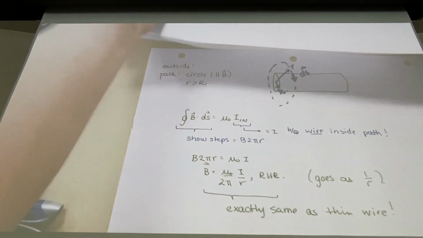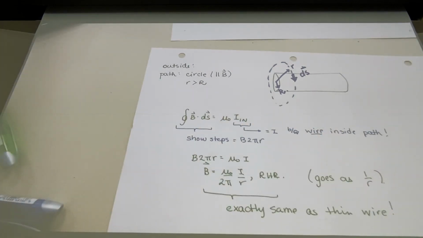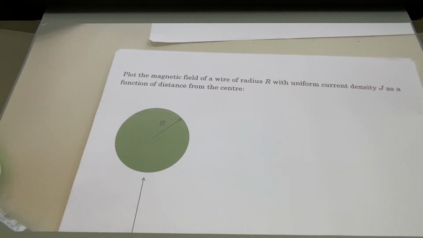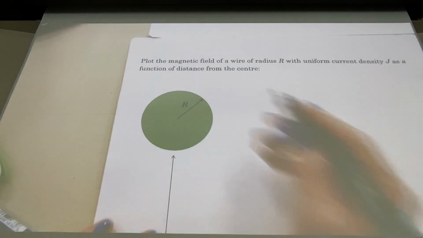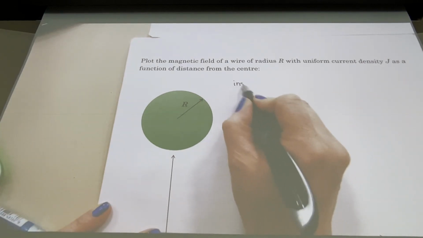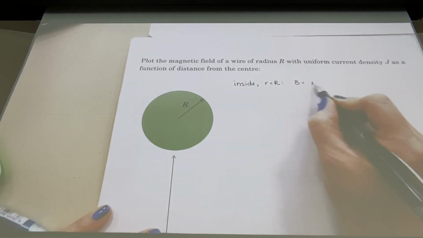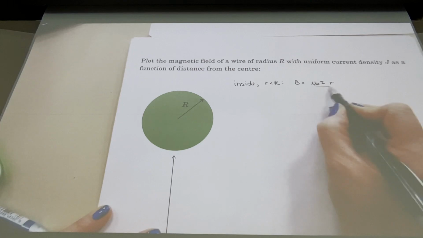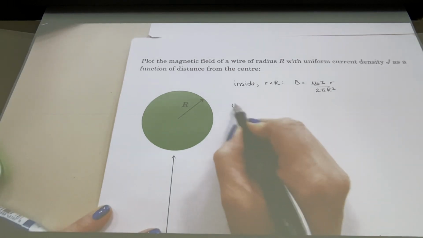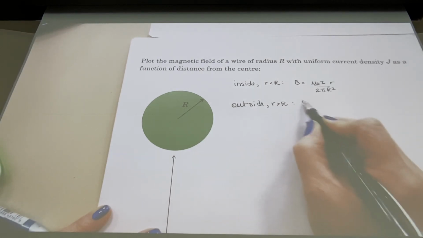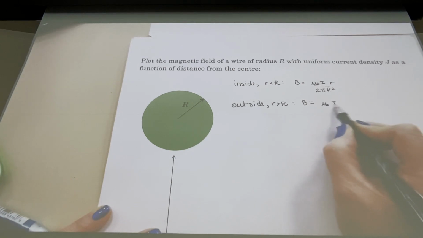Okay, the next thing we'll do is graph our relationship. So plot the magnetic field of a wire of radius R with a uniform current density. So that's the problem we just solved. Let's just put our equations here on this page. So inside the wire, r less than R, magnetic field was mu naught I times r over 2 pi R squared. Outside, r greater than R, magnetic field was mu naught I over 2 pi r.